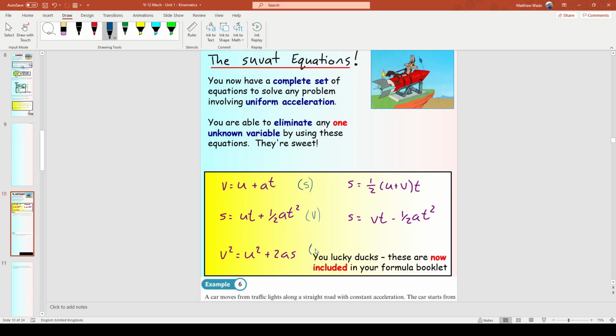What's missing from this one? Well, time is. What's missing from this one? Well, a is. And what's missing from this one? u is. You ready, buddies? S-U-V-A-T. You choose which one you want based on what is missing.